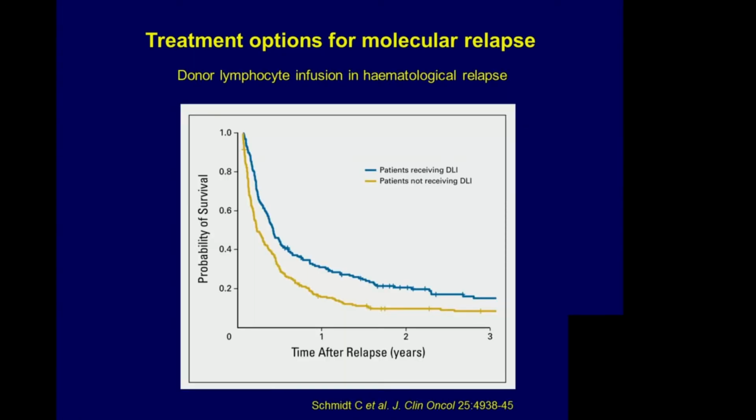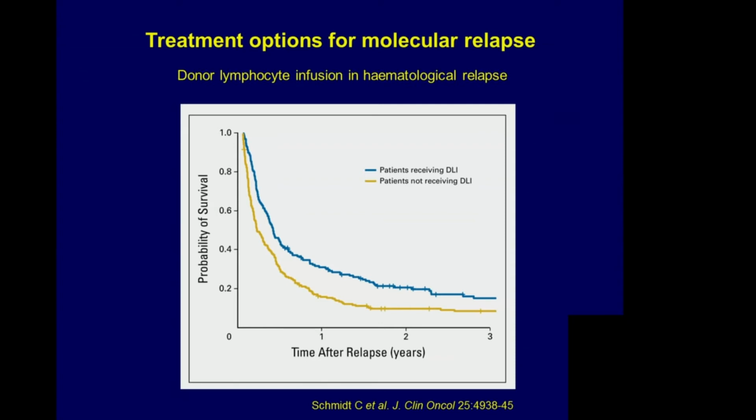Final treatment option to consider for patients with molecular relapse is donor lymphocyte infusion. So this is just to remind you that the outcome of patients with frank relapse post-transplant who were treated with donor lymphocyte infusion is not good at all. So the yellow line is patients who did not receive DLI, and the blue line is patients who received DLI for frank relapse. And what you can see is that the long-term survival is less than 20%.